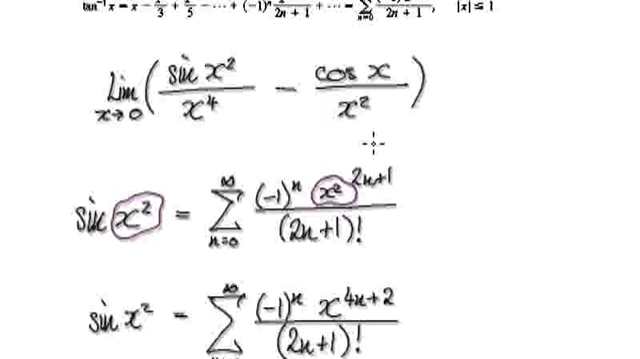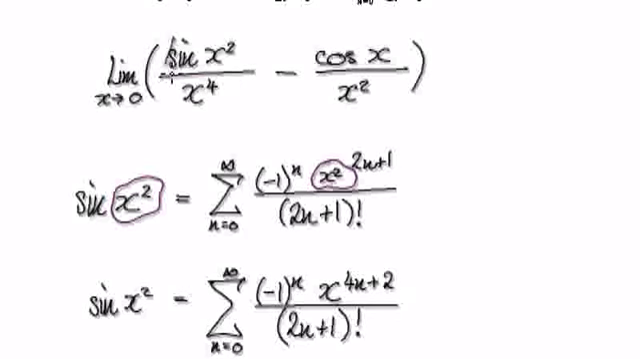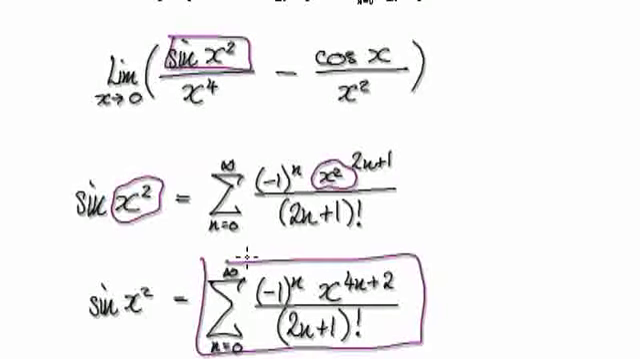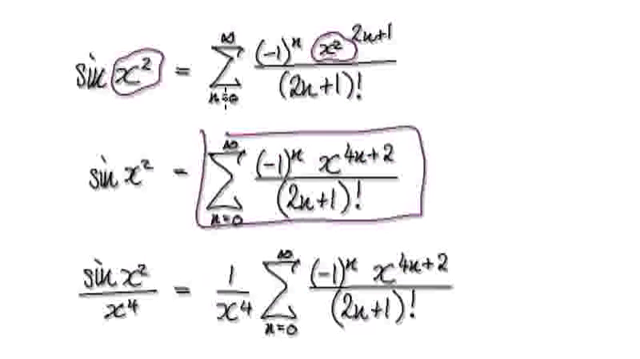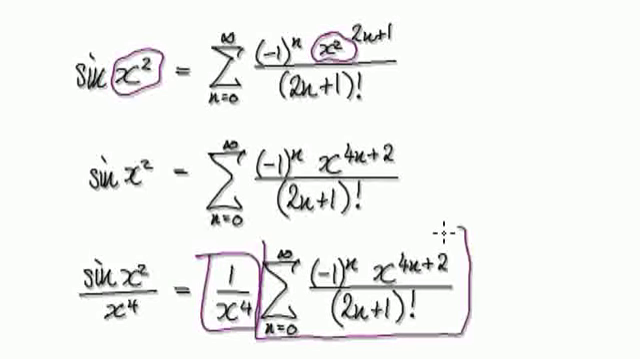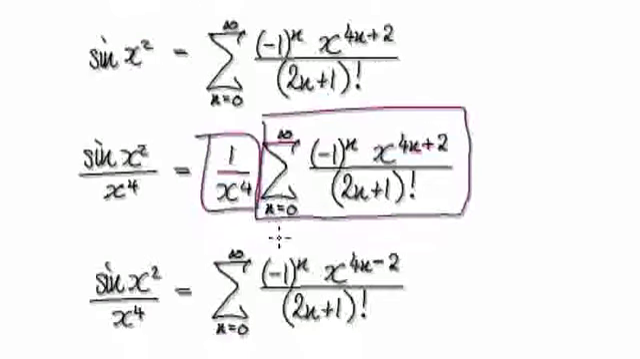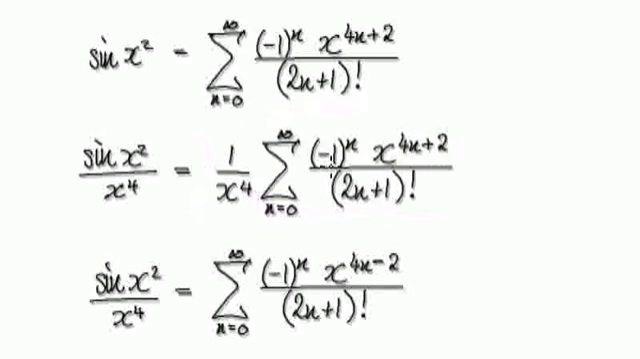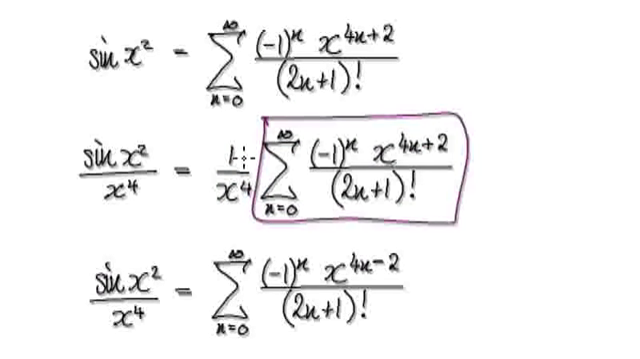So looking at this, sine x squared equals this whole thing here. But we're interested in sine x squared over x to the power 4. So we're interested in this thing over x to the power 4. So that would then be the same as 1 over x to the power 4 multiplying with this whole block.